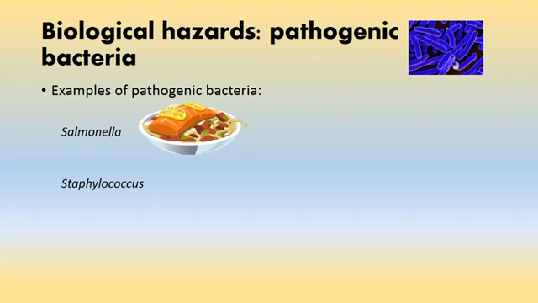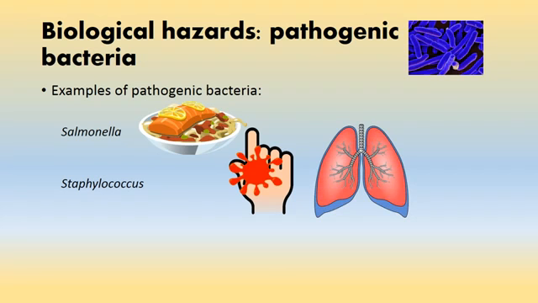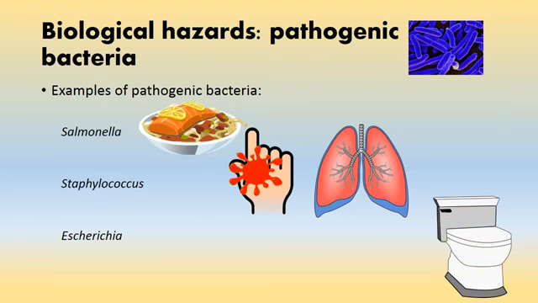Staphylococcus can infect wounds, resulting in pus accumulation in the wound. Lung infection caused by Staphylococcus can lead to pneumonia. Pneumonia is characterized by the inflammation, or filling up of fluid, of the microscopic sac in the lungs. Escherichia coli is also a pathogen. E. coli is the common cause of urinary tract infection as well as diarrhea.